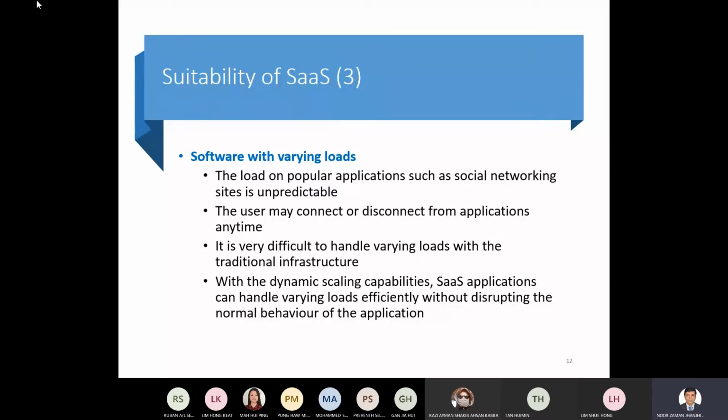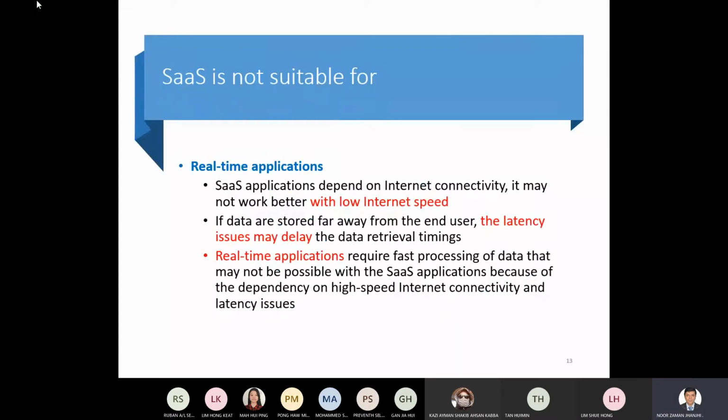So you can see these are the suitabilities we are discussing about SaaS. Now going ahead, you can see that SaaS is suitable and has so many good characteristics, whatever properties it has. But always keep in your mind that the coin always has two sides, the positive and the negative as well.